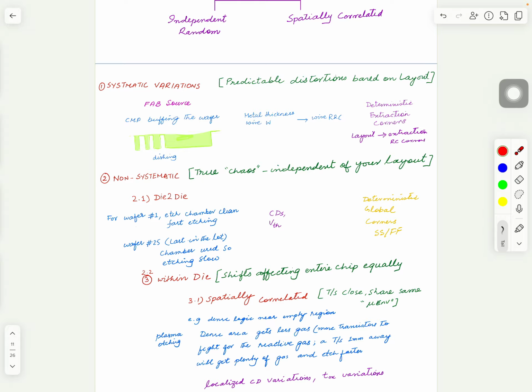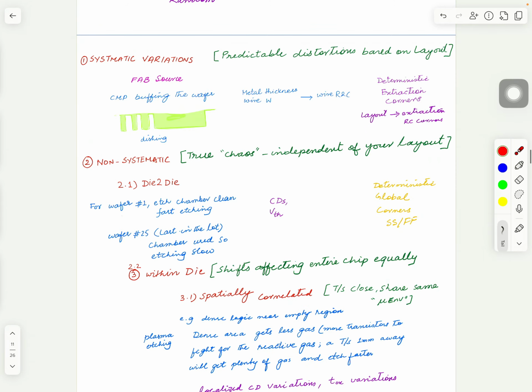The example I pulled was, you have multiple wafers in a lot. When wafer 1 was being processed, the etching chamber was clean. We started fresh in the morning. Wafer number 25, we already did a lot of work in it, and now that chamber is not as clean. It has some material accumulated, and its etching won't be as clean or as fast, right? So those types of variation can be from one wafer to another wafer, or one die to another die, and then they can change critical dimension and threshold voltage.